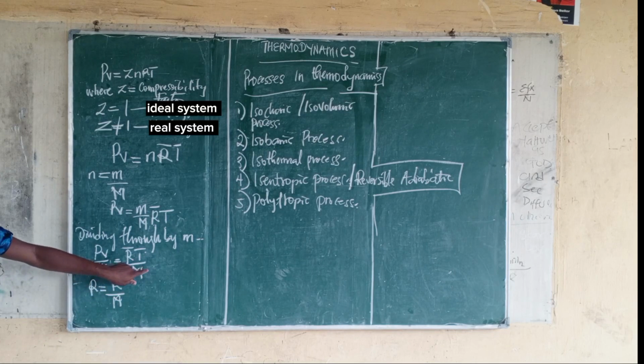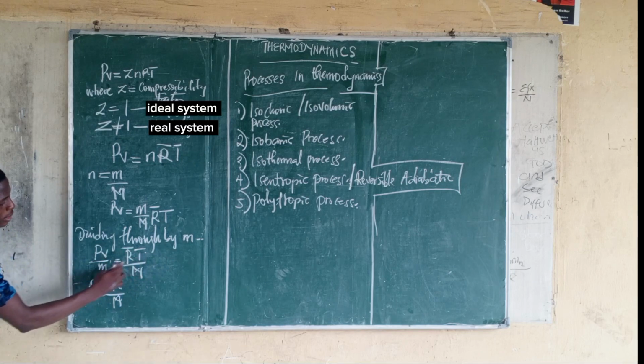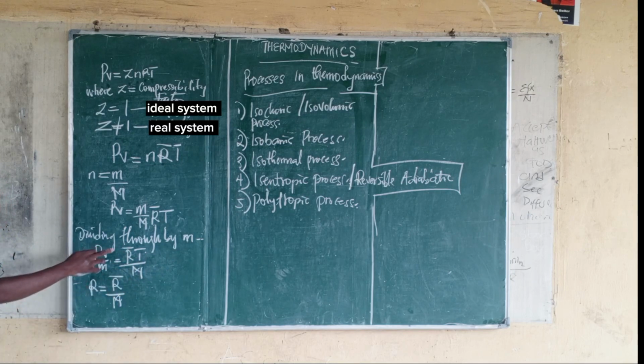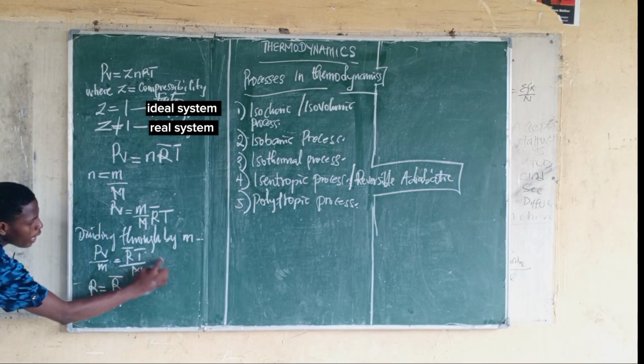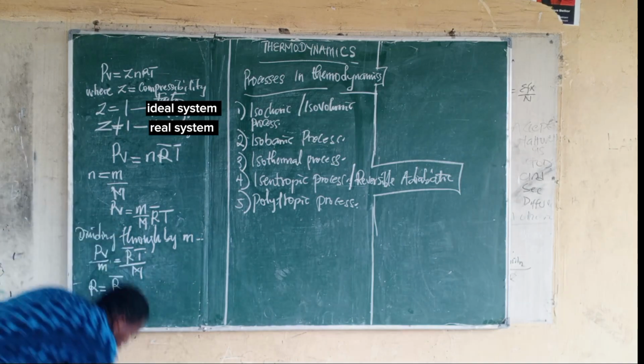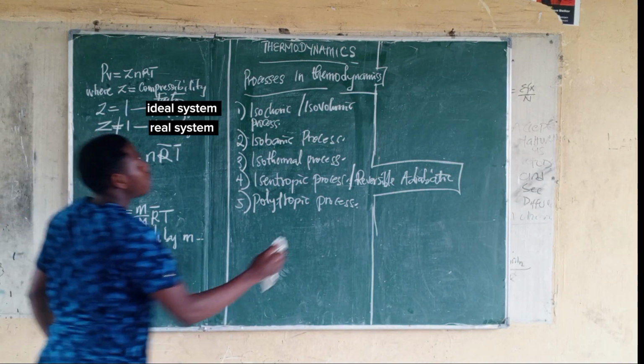Now from this equation, on the left hand side, we can say that our R̄ here can be written as R̄ over M multiplied by T. So let's rearrange this equation here and see what we have.